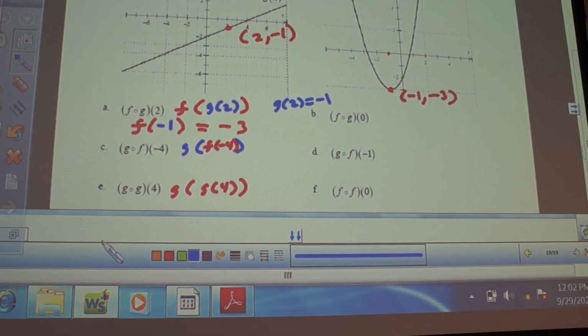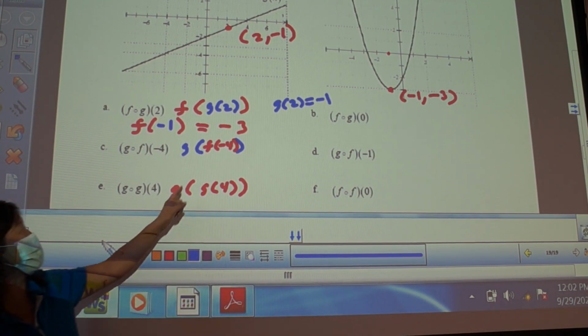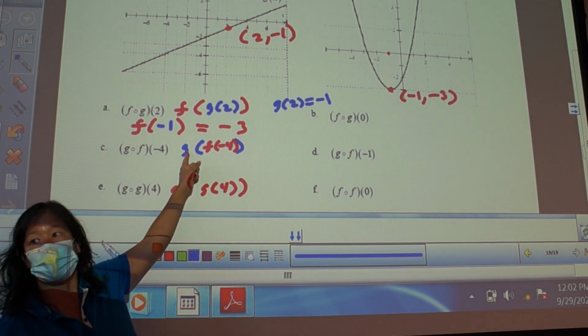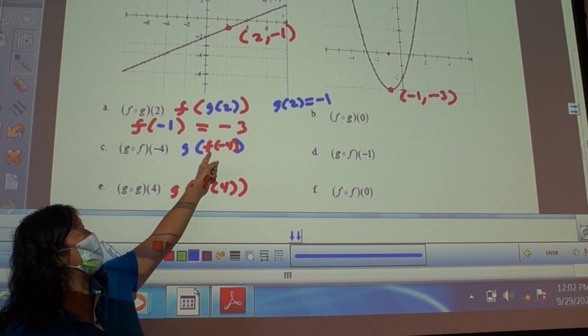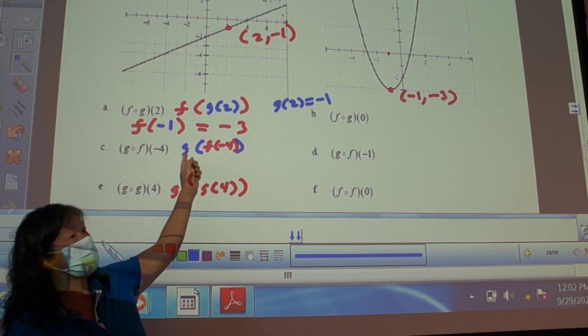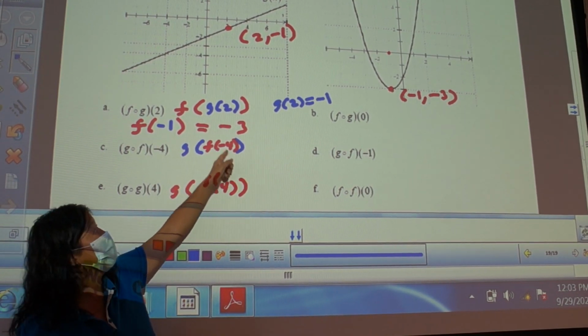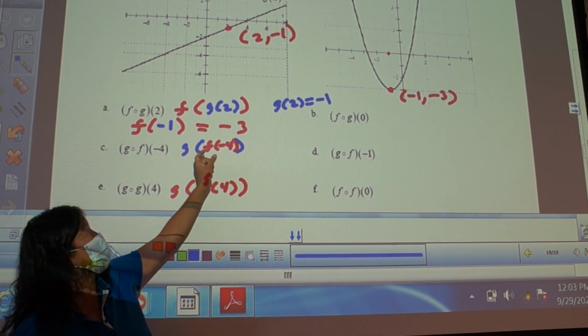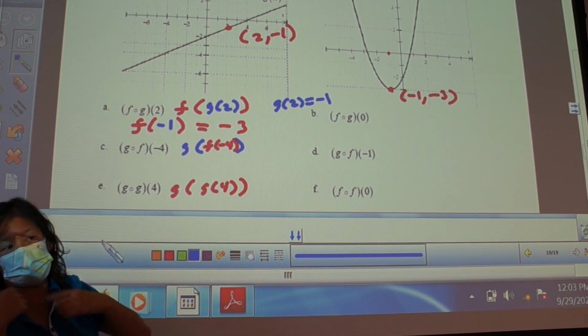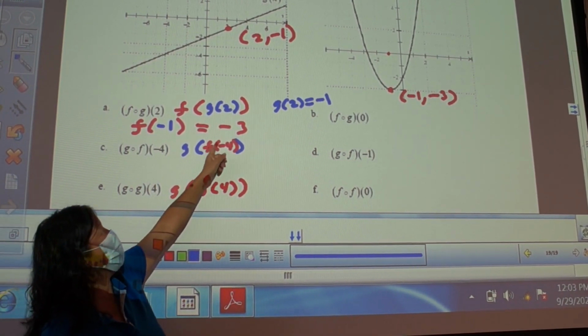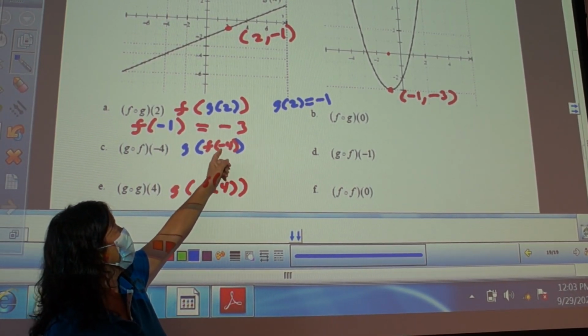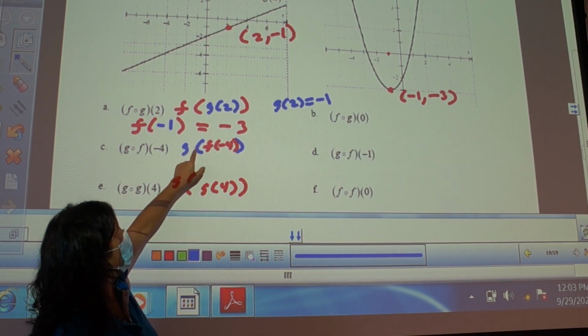A lot of you guys too, you need to really think, okay, so everybody, what is this? This is G, everyone say it with me, G of F of negative 4. Yeah. G of F of negative 4. So this parentheses means of, right? It just kind of is. So find F of negative 4 and then put that in to G.